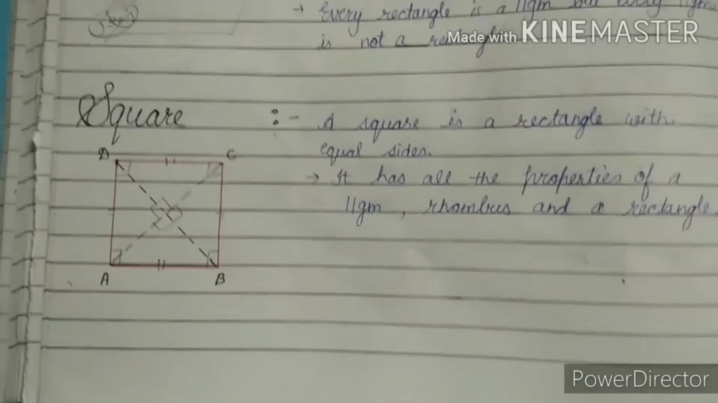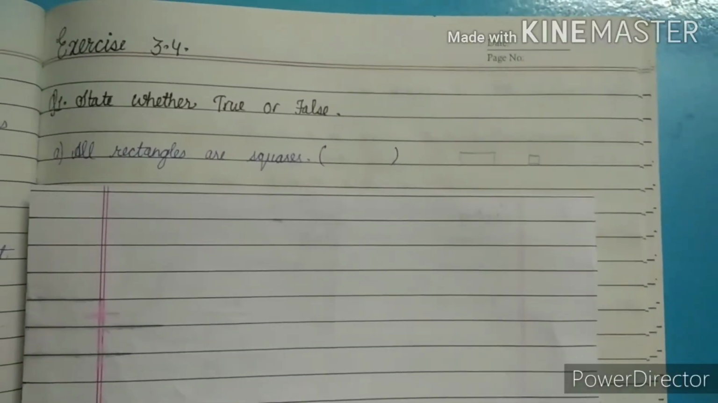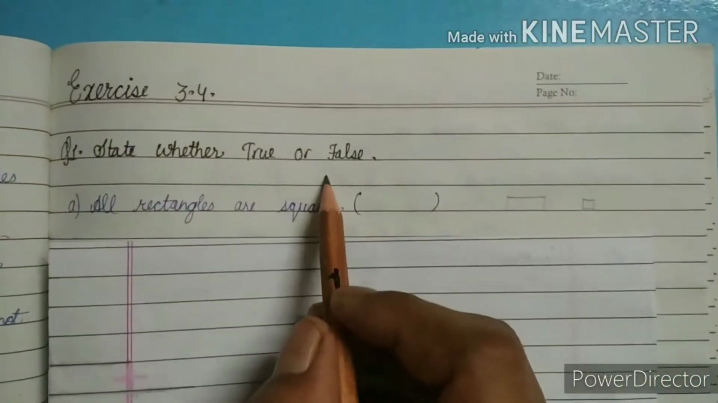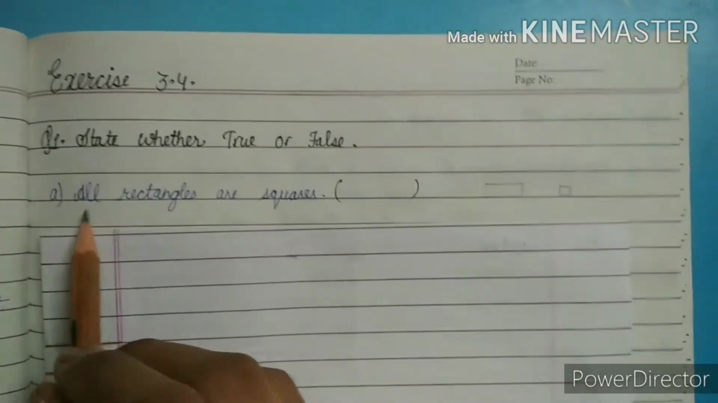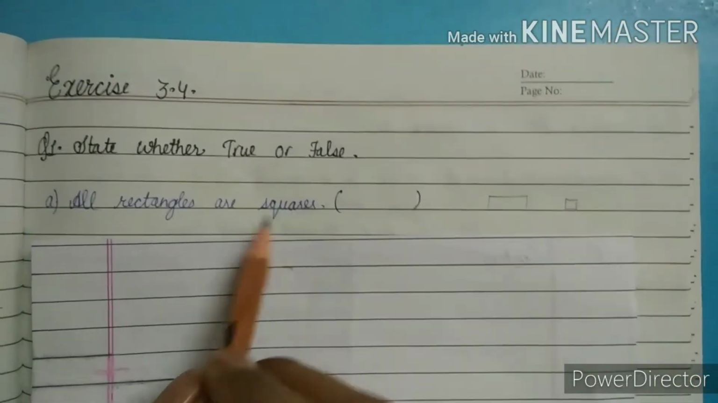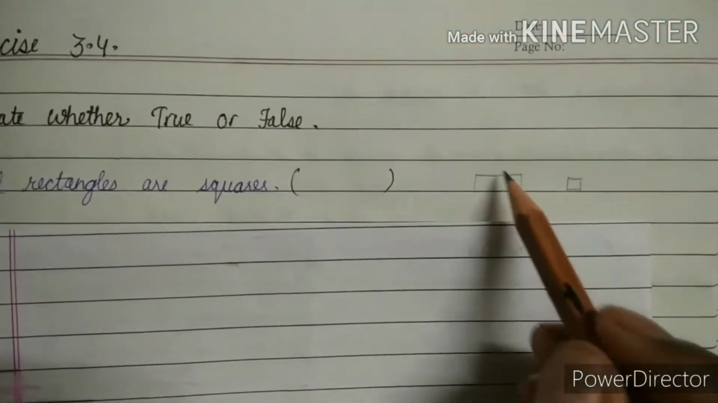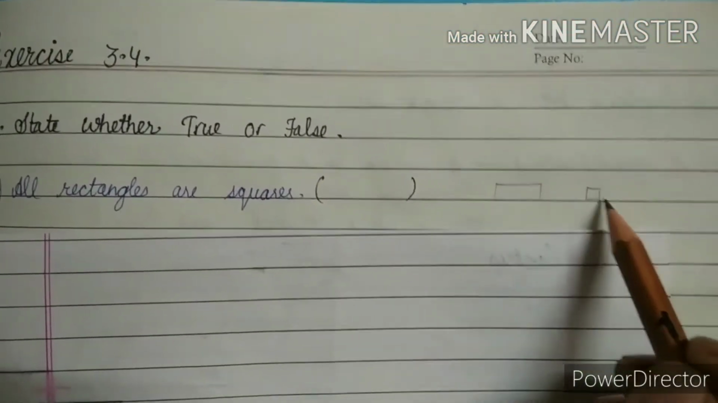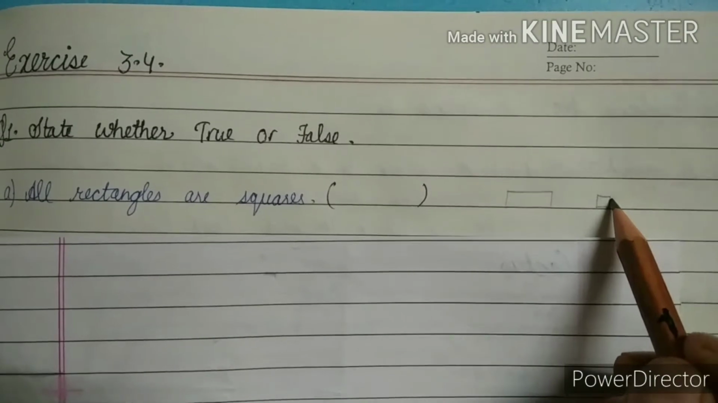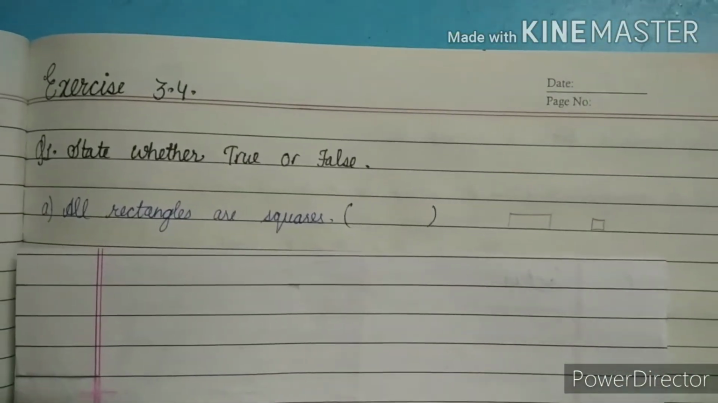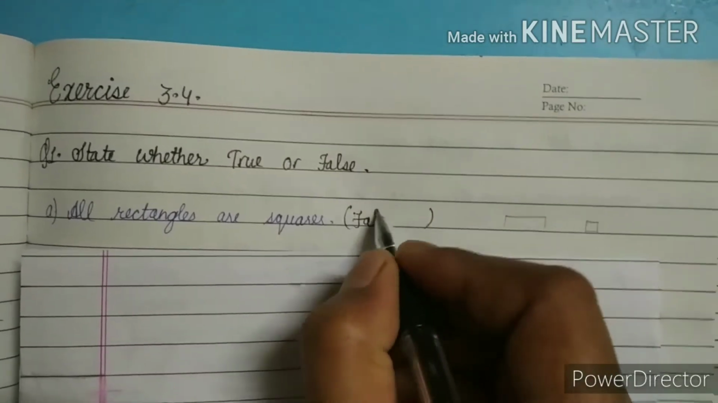Now we are going to start our exercise 3.4. Question number one of exercise 3.4 is: state whether true or false. First, all rectangles are squares. In the rectangle we have opposite sides equal, but in the square all sides are equal. So can we say all rectangles are squares? No, we can't say. That's why its answer is false.